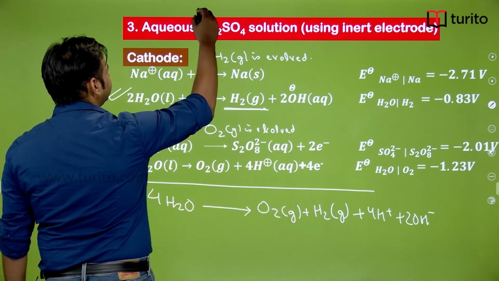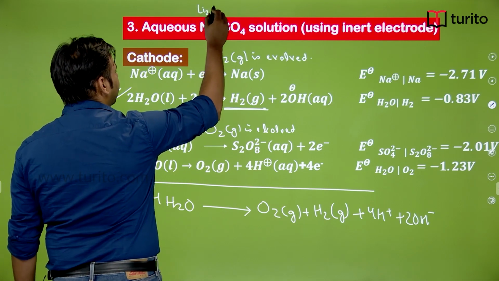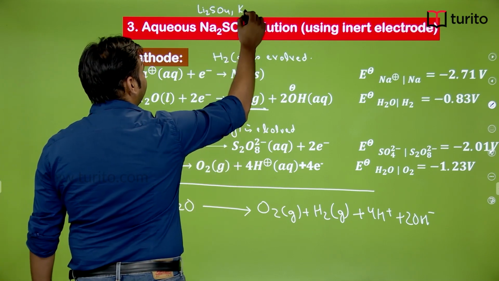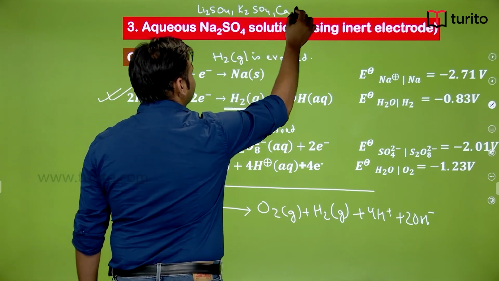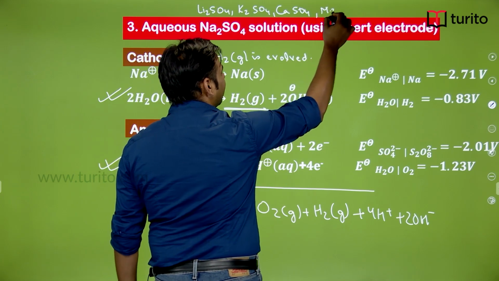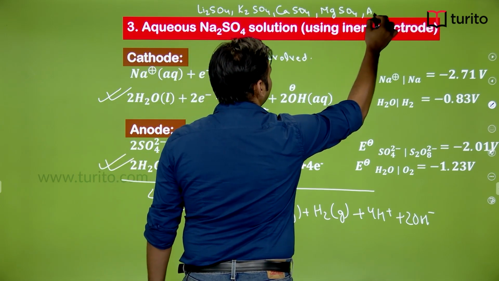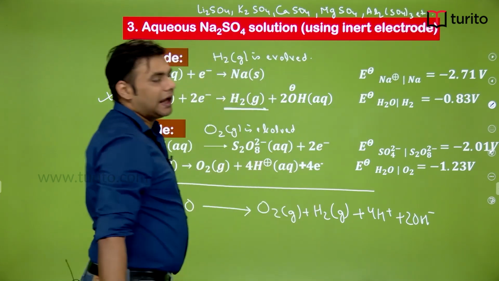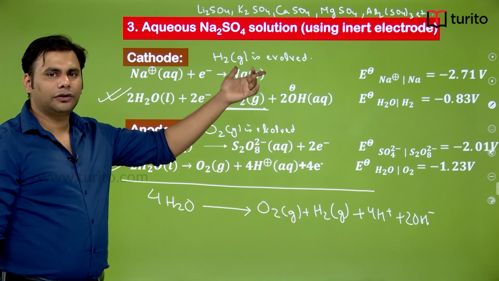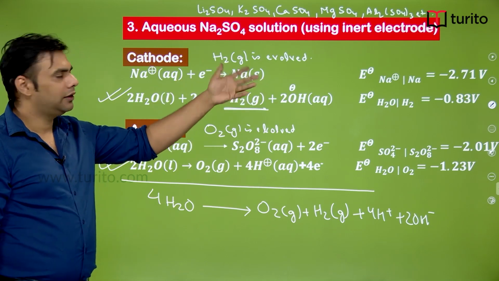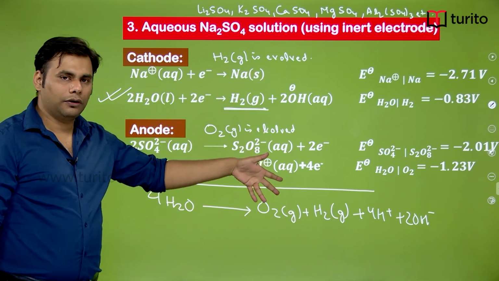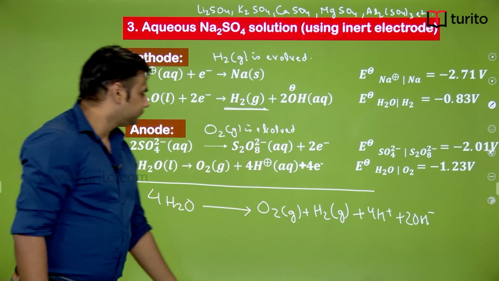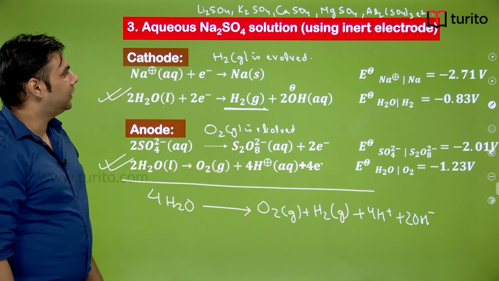So if you do the electrolysis of aqueous solution of lithium sulfate, potassium sulfate, calcium sulfate, magnesium sulfate, aluminum sulfate, in all these cases the same product would be obtained. At cathode we will always get the reduction of water, so hydrogen would be evolved, and at anode water would be oxidized and we will get O2. So O2 gas would be evolved. This is when we are doing it with the inert electrode.